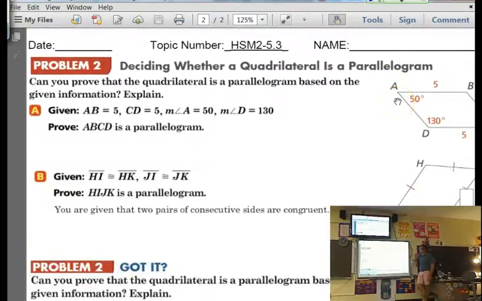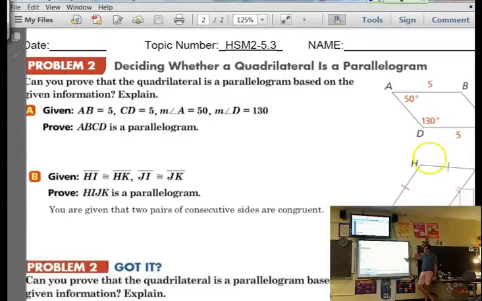So problem 2 again. I like to start by giving you one solved out, but here we didn't because it's simple enough. Can we prove that the quadrilateral is a parallelogram?